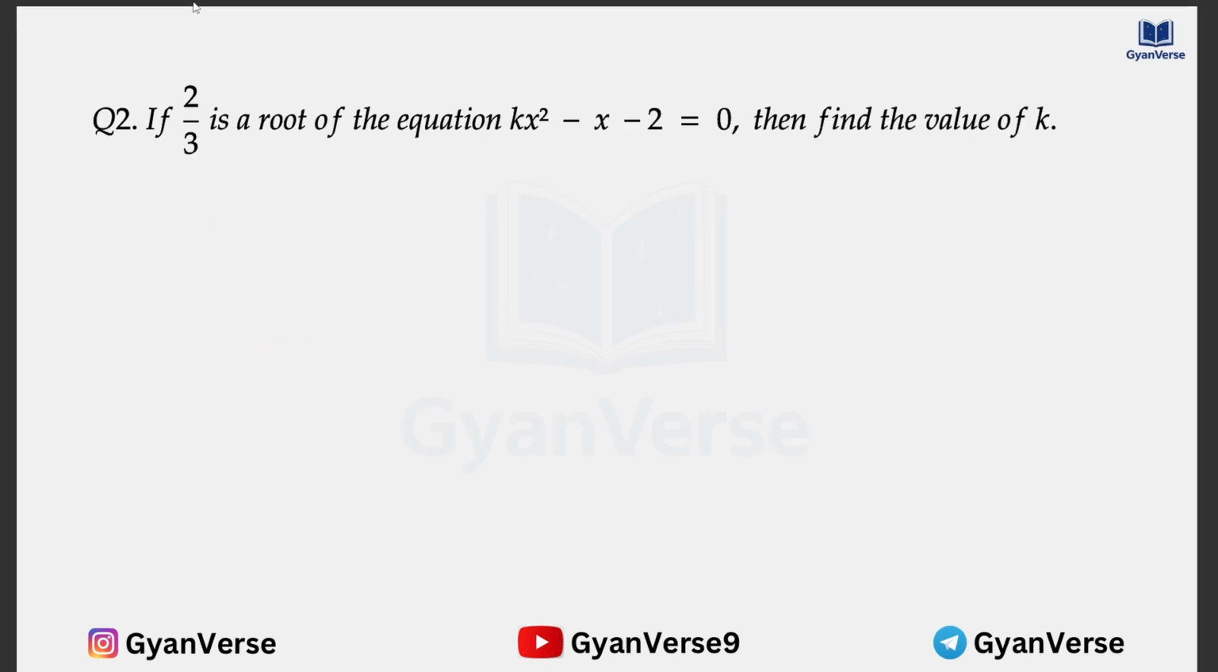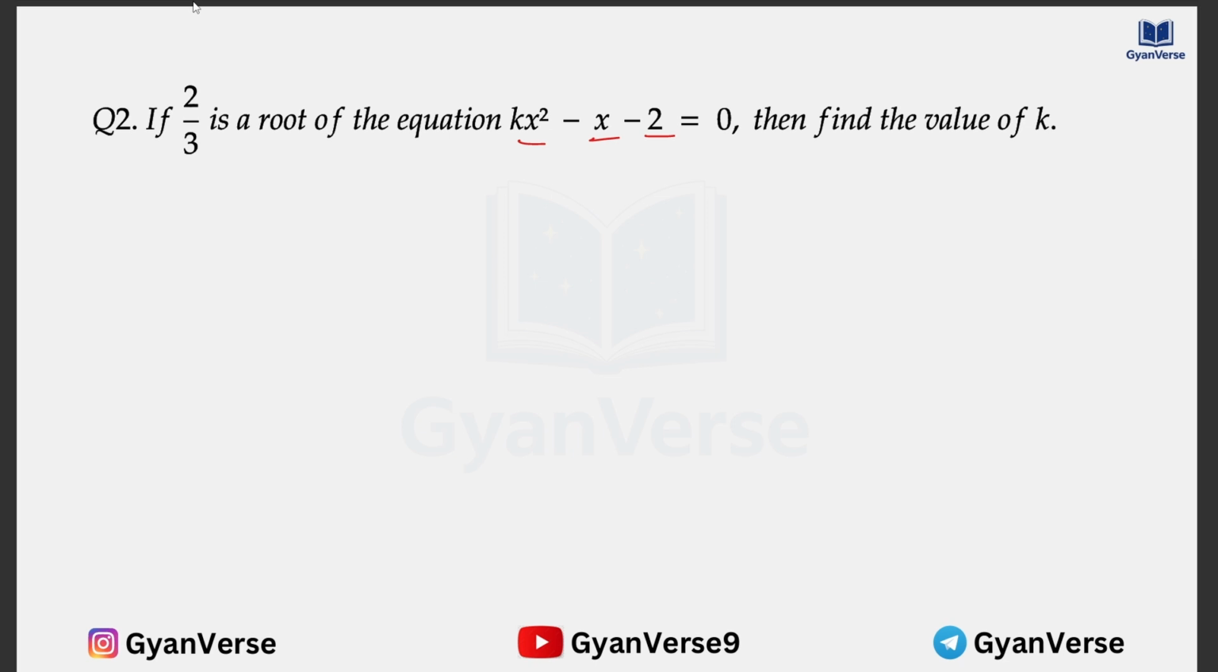Now moving on to next question. If 2 upon 3 is the root of the following equation, kx square minus x minus 2 equals to 0, then find the value of k. So in this question, you don't have to prove whether 2 upon 3 is a root of the following equation or not. It is given that it is the root of the following quadratic equation.